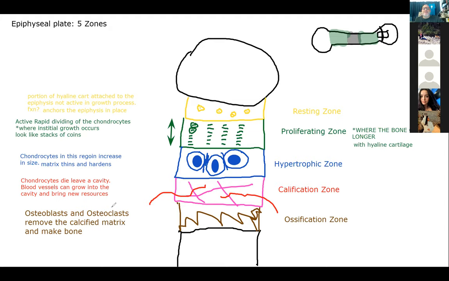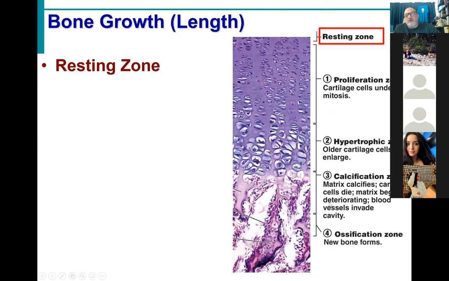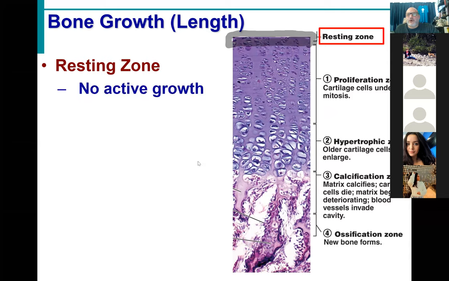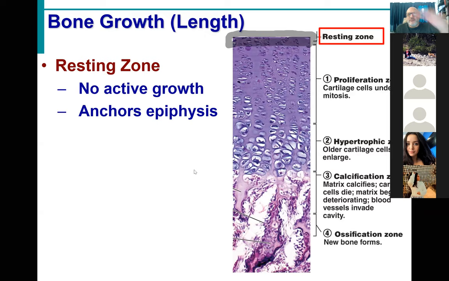Now, again, with my tremendous artistic skills, you can truly visualize this, and it has been burned in your memory forever. However, we actually have a nice light microscopy view where you can see under the microscope what this actually looks like. Notice up here at the top, I'll use black, we have this thin region that is the resting zone. The resting zone isn't dead tissue. It's just hyaline cartilage that is not active in the growth process. Basically, its job is to just hold the bone of the epiphysis in place.